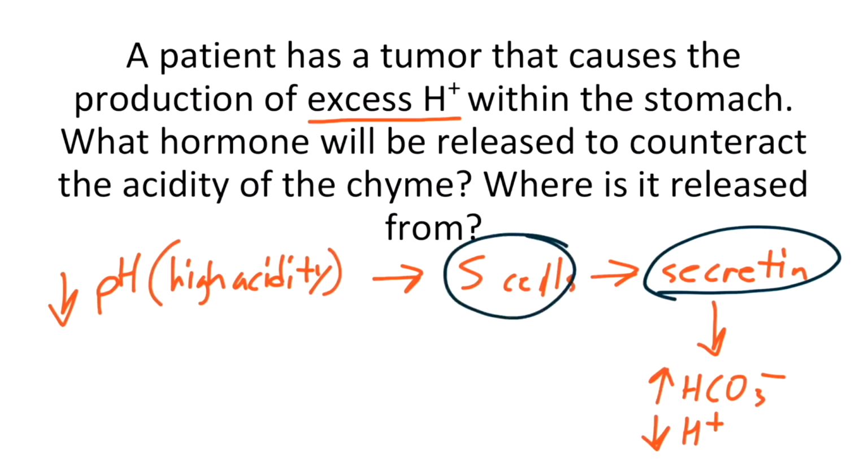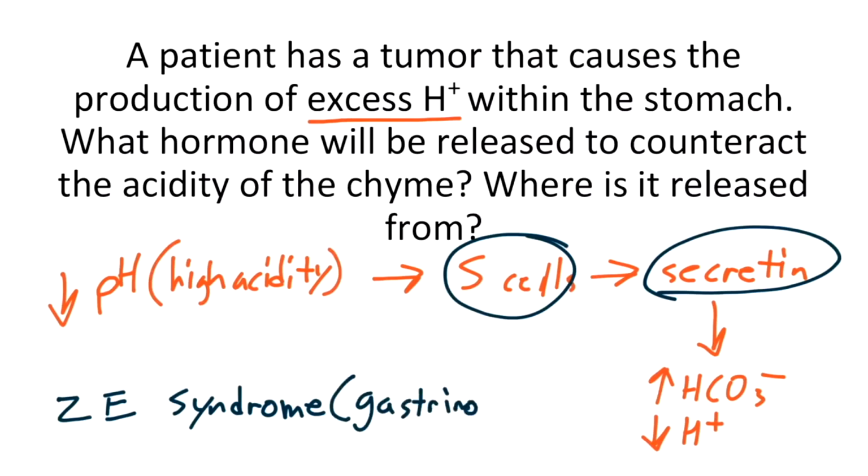The S cells. Now this scenario with a tumor in the stomach creating excess acid is actually called Zollinger-Ellison syndrome. This is a gastrinoma, which causes excess gastrin to be produced, which will stimulate the parietal cells to secrete more acid.